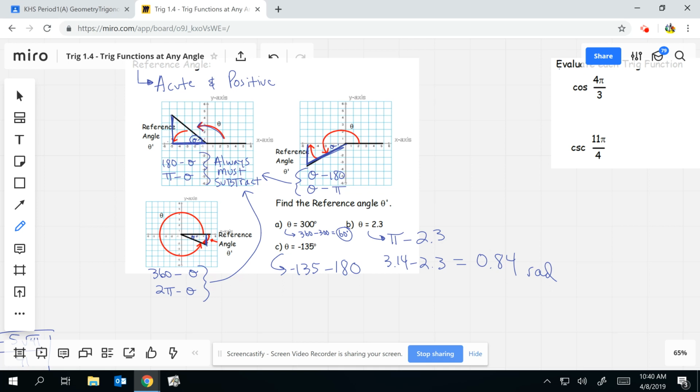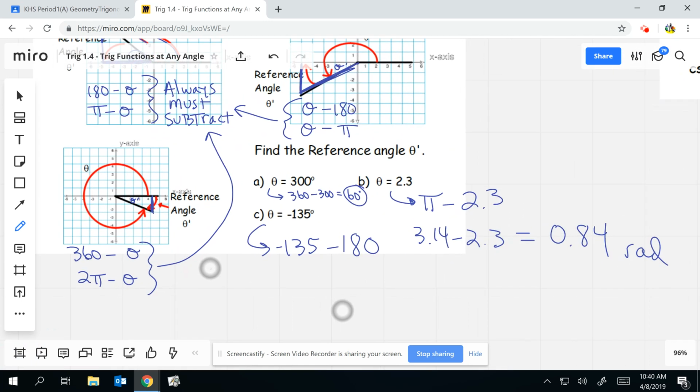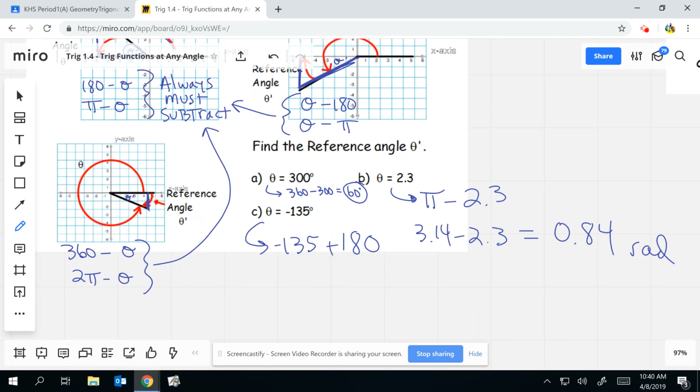And B, if I added those 2, it's going to be a really big reflex angle. So what was my key word there? You always must subtract. So to subtract these, you're going to need to change your 180 to a positive. So if your angle was negative, then your 180 is going to be positive so that you can subtract them. That's why I put you must subtract. That is going to give you a 45-degree reference angle.